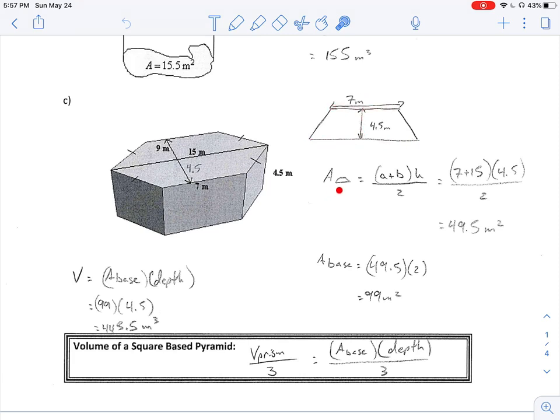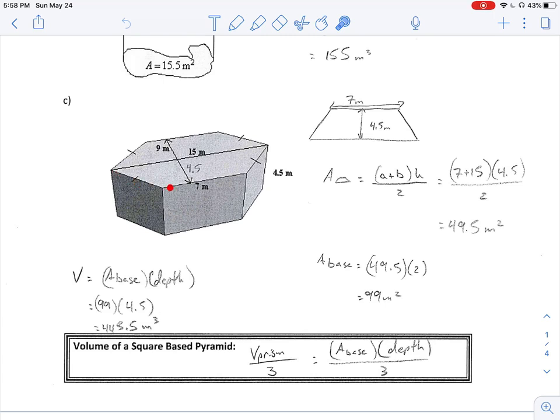So the area of a trapezoid is equal to one side length plus another side length, multiplied by the height, divided by 2. So it would be 7 plus 15, multiplied by the height. In this case, this is our height of the trapezoid, right? One side length, another side length, the height of it, divided by 2. So then the area of this trapezoid here is equal to 49.5 meters squared.